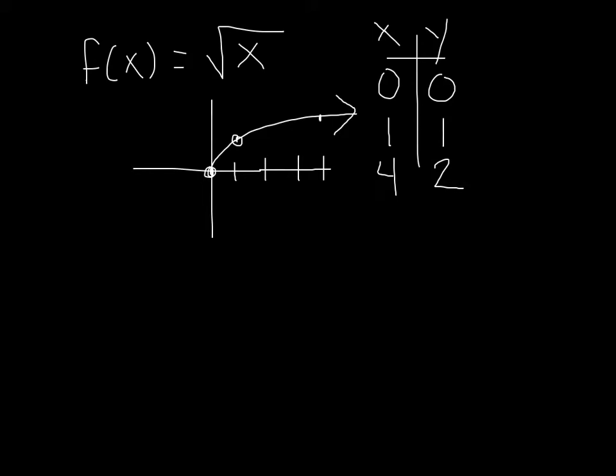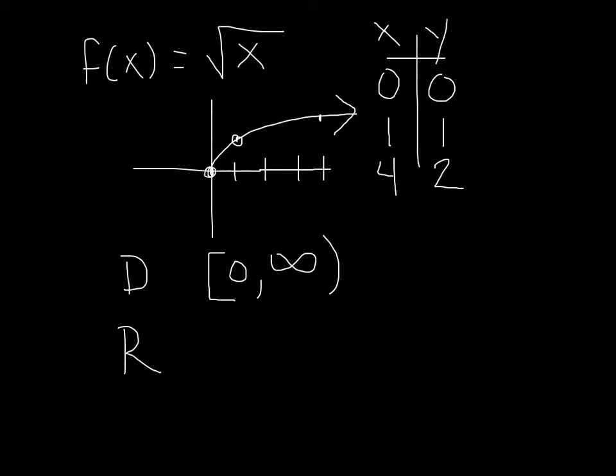So the x values are the domain, and the lower bound on that is 0. See that the graph doesn't go any further left than this. So 0 is my lower bound on the domain, and then I shoot off this direction towards infinity. Oops, let's change it to a pencil. So 0 to infinity.